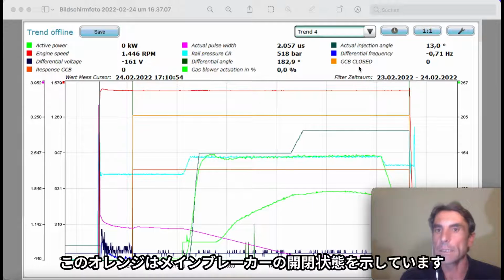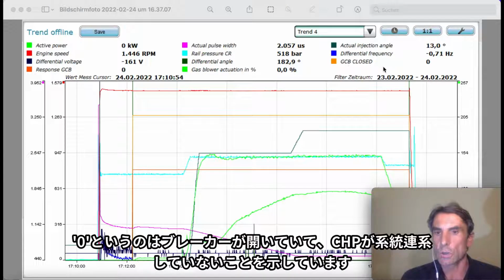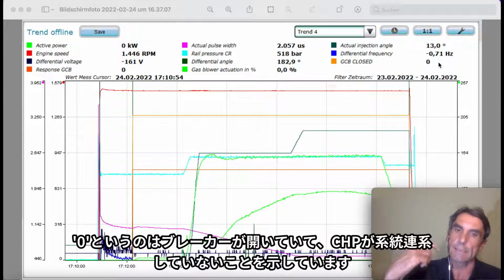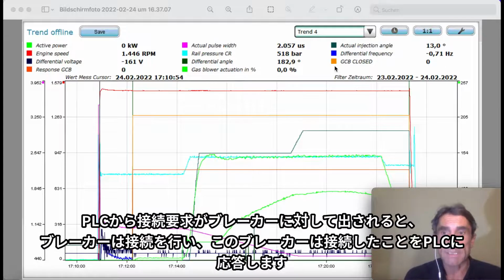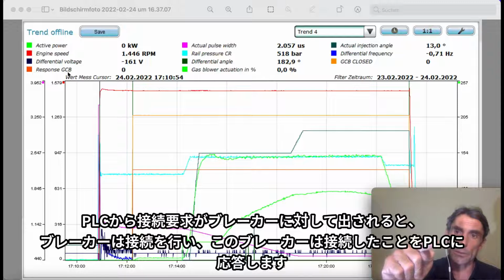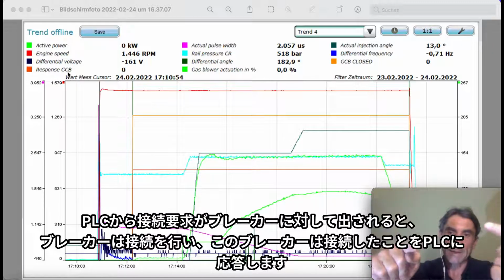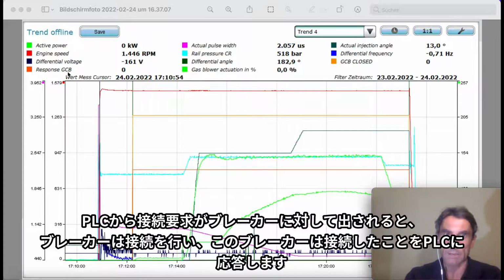Then we have the closing signal of the generator circuit breaker. The closing signal shows a 0 if the signal is open, meaning the breaker is not closed. If the signal is 1, this means the breaker is closed. The breaker itself then has a response signal. So we first send a signal to close the breaker, and the breaker sends a feedback or response signal to the PLC, telling the PLC, I'm closed now.